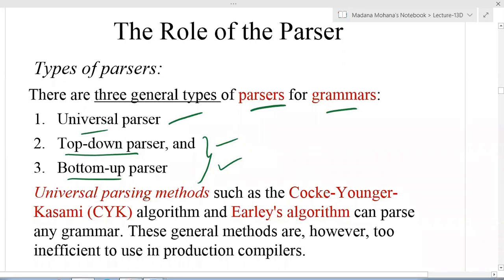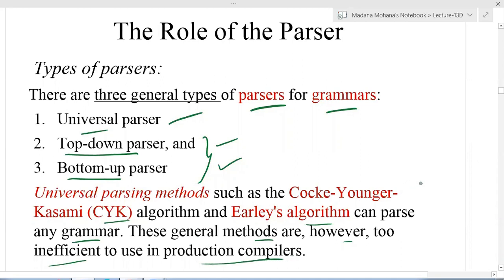The universal parser is nothing but some of the universal parsing methods, such as the CYK algorithm in formal language and automata theory. The membership algorithm we discussed in context-free languages. So that is CYK, Cocke-Younger-Kasami, and another algorithm, Earley's algorithm. Both these algorithms can parse any grammar. These general methods are, however, too inefficient to use in production compilers. So this is the universal parser.